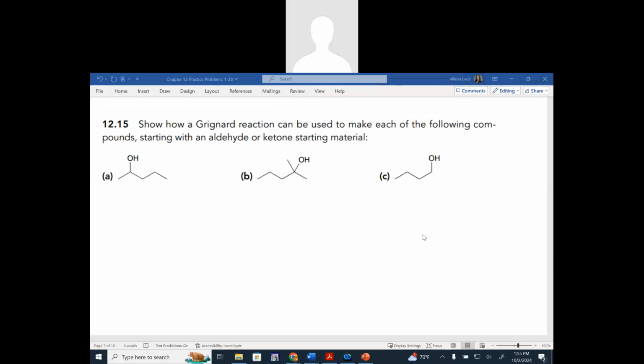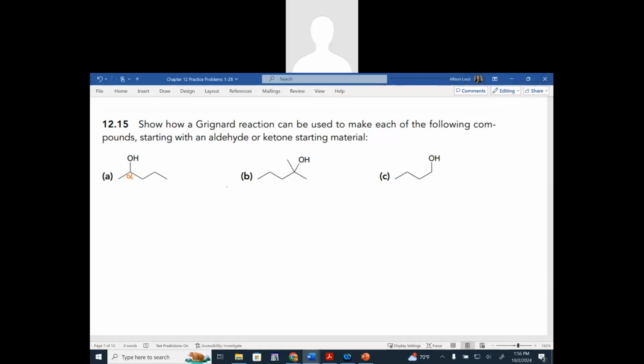In problem 15, we're asked to show the Grignard reaction that could be used to make each of these compounds. And we'll have to provide our starting material, the aldehyde or ketone. So let's take a look at example A here. And we would begin by identifying our alpha position. So that would be here.